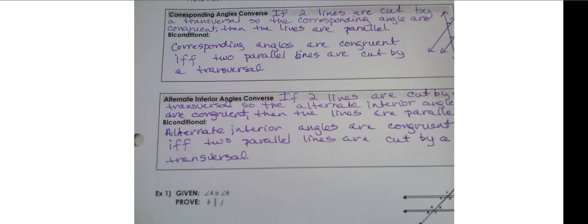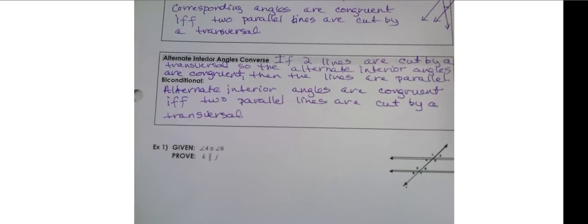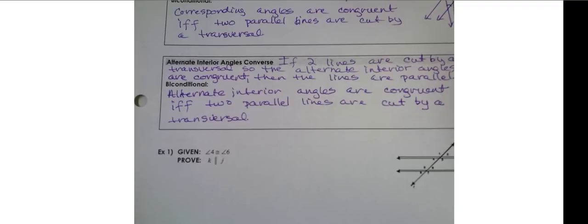Okay, so now what I'd like for you to do is look at the first example. You are given that angle 4 is congruent to angle 6, looking at this picture, and we are going to prove that K is parallel to J. So pause the video, take some time, figure out how you would go about proving this, and then go ahead and start the video again.